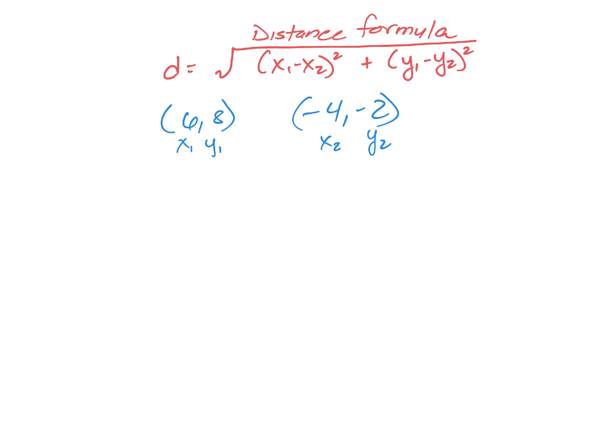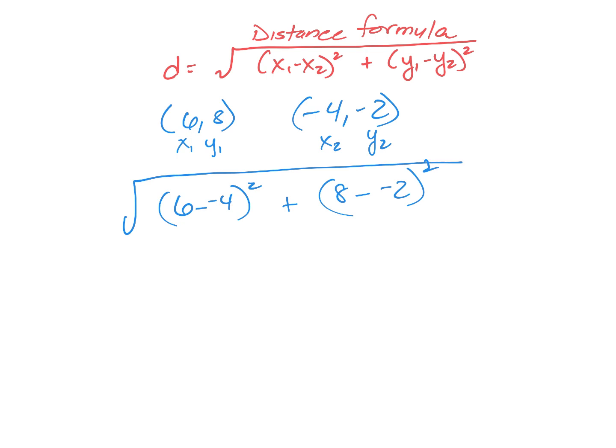So now we have difference of the x's. So we have 6 minus -4 squared plus 8 minus -2 squared, and we're going to square root it. So in your calculators, I want you to type in the guts of the square root first. Don't put the square root in your calculator. Just put the guts and tell me what you get.